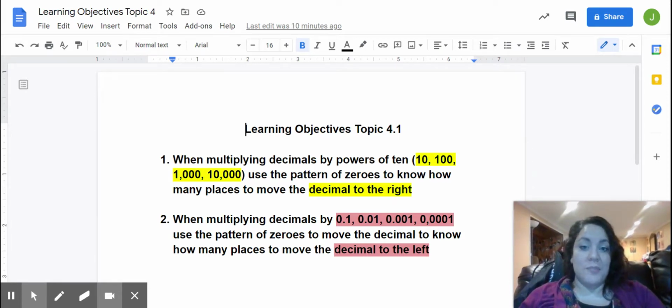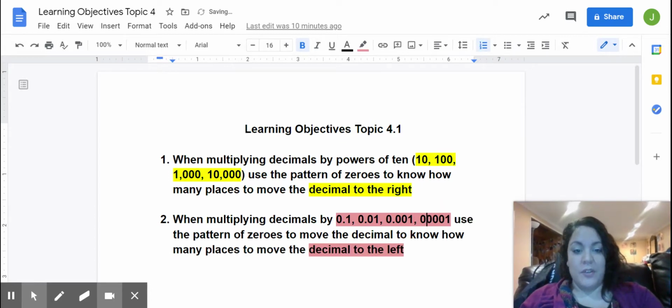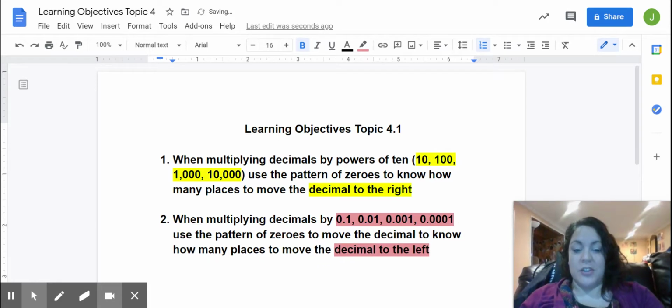When multiplying decimals by 0.1 or 0.01 or 0.001 or 0.0001, use the pattern of zeros to move the decimal to the left. So when you times it by 0.1, you're actually going to be making it smaller because 0.1 is actually 1/10. So if you had 9 times 1/10, it would be 0.9. So you're actually taking 9 and dividing it into 10.